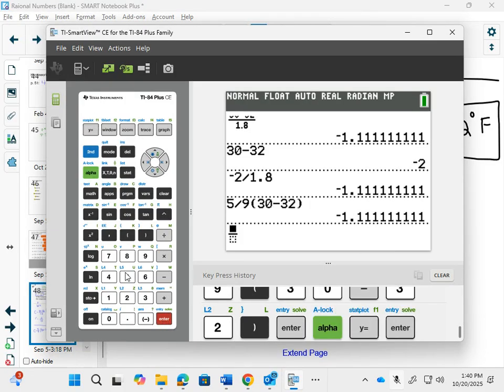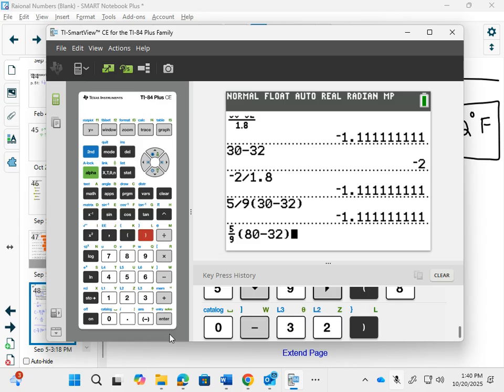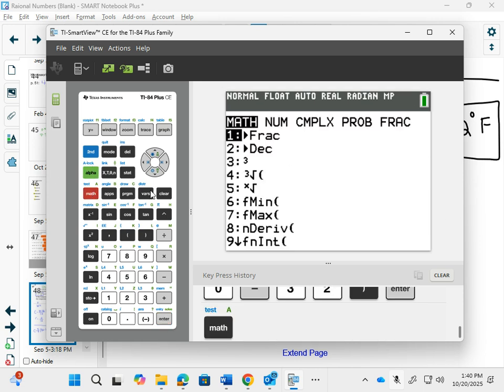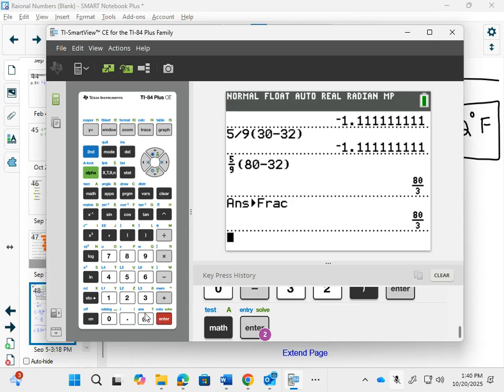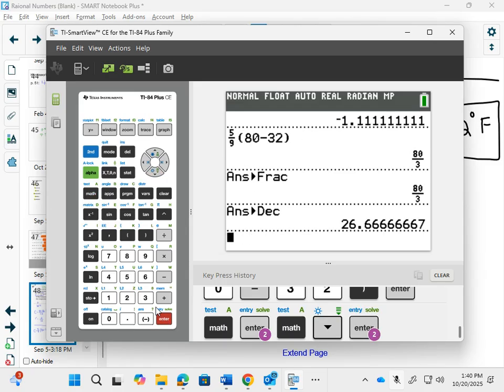Go to my calculator. Some calculators let you type that 5/9 as a fraction. Some make you use the divide button. 80 minus 32. If it gives your answer as a fraction, lots of calculators let you switch that to a decimal. Oops, I hit the wrong button. 26.6 repeated. So I think I'd wear shorts. Definitely.